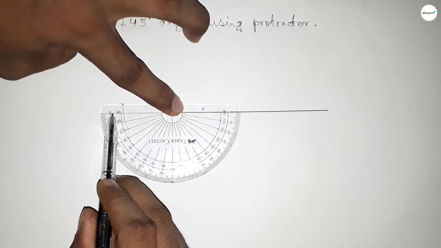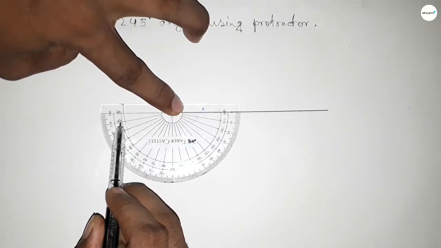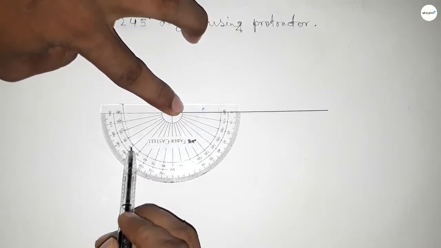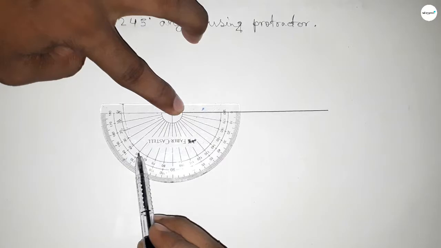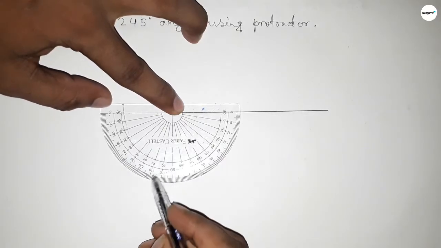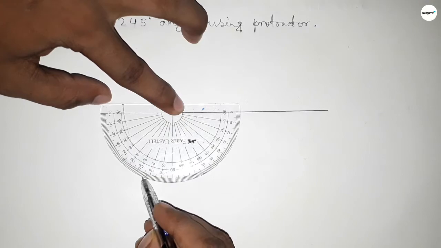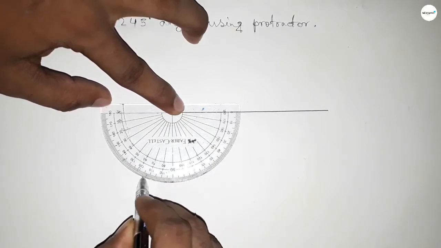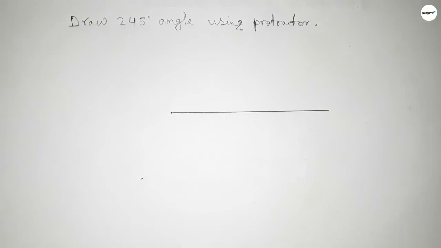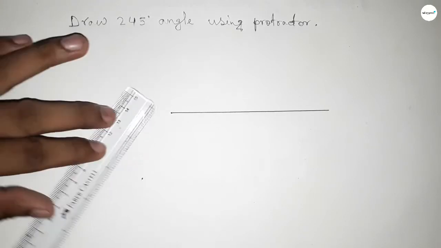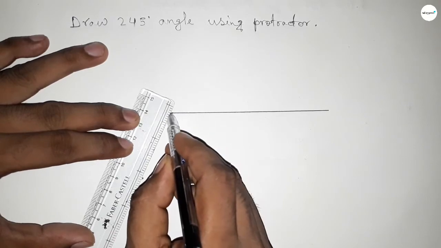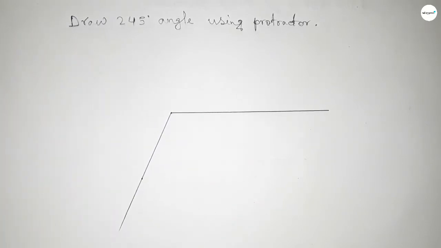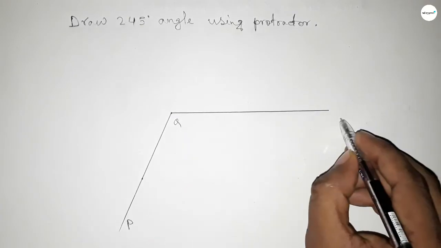So this is 180. Now 10, 20, 30, 40, 50, 60, and this is 65 degree. So by adding 65 degree with 180, then we can get a 245 degree angle. So by joining this to get 245 degree, so we got a 245 degree angle.